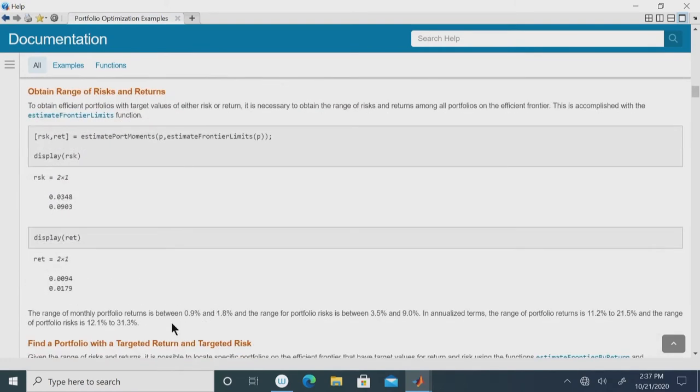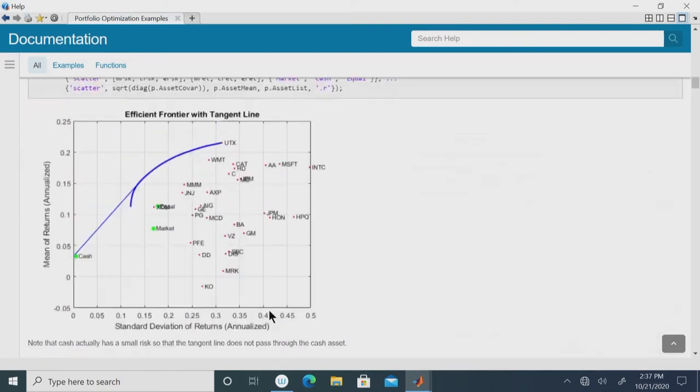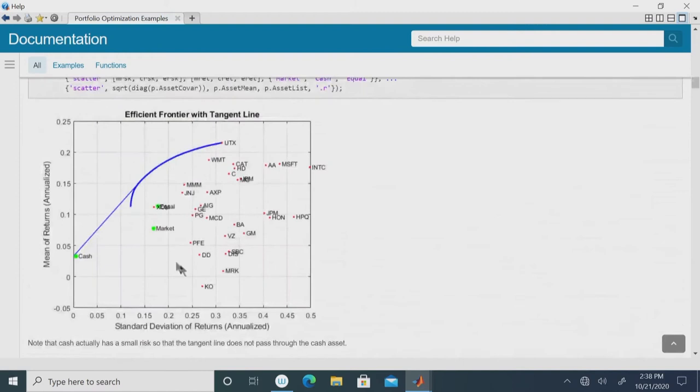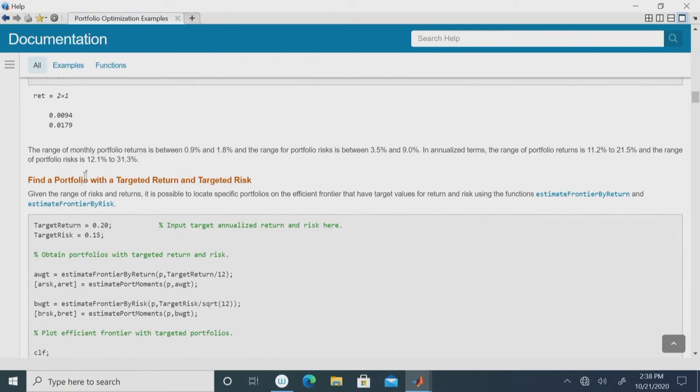So accordingly, you get this. If you observe carefully, we say that the monthly portfolio returns are between 0.9% and 1.8%. Remember that this efficient frontier is based on the monthly returns of the individual assets. So the returns, from the bottommost end of the efficient frontier to the topmost end, range from 0.9 to 1.8%. Similarly, from 3.5 to 9%, so in annualized terms, this means that it will range from 11.2% to 21.5%.